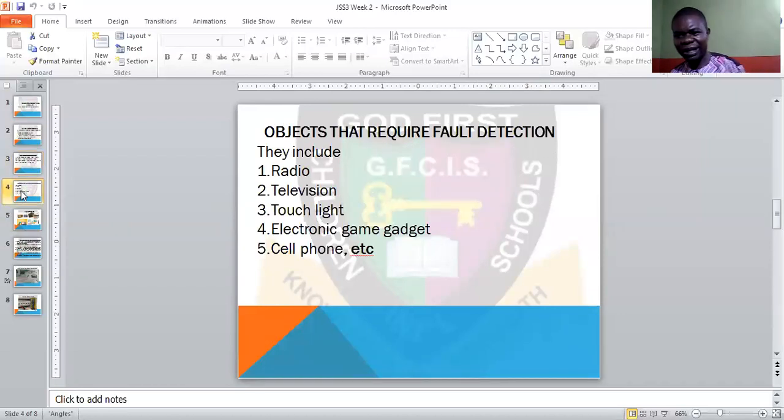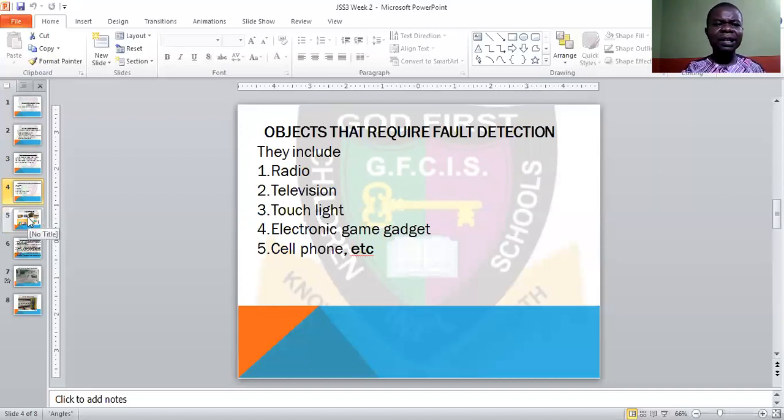These are some of the objects that really require fault detection. We have talked about the television, the radio, the torchlight used at night to see. Then talk of the game gadgets, the cell phone, and so many others. These are some of them.